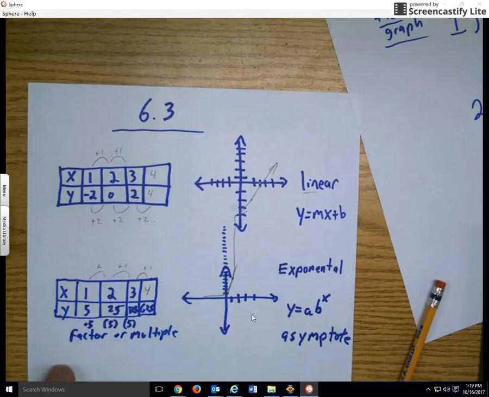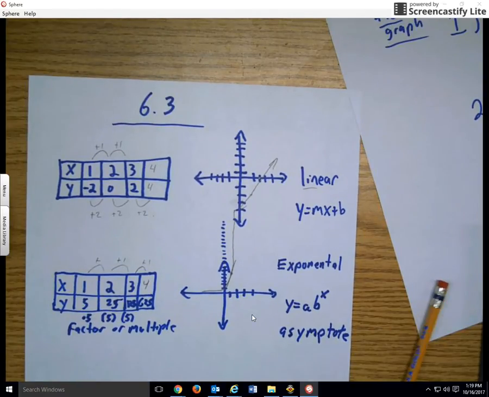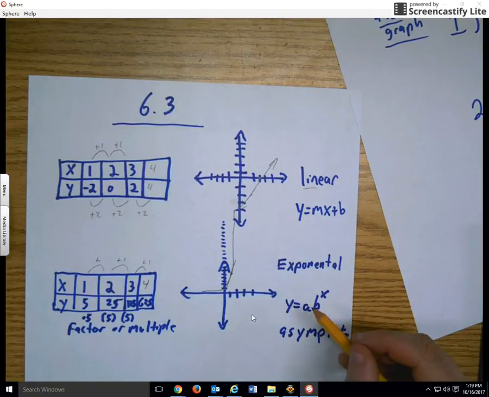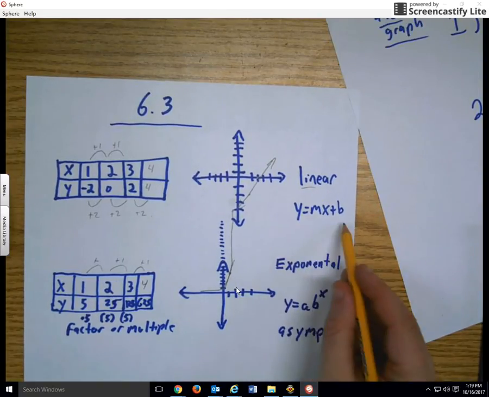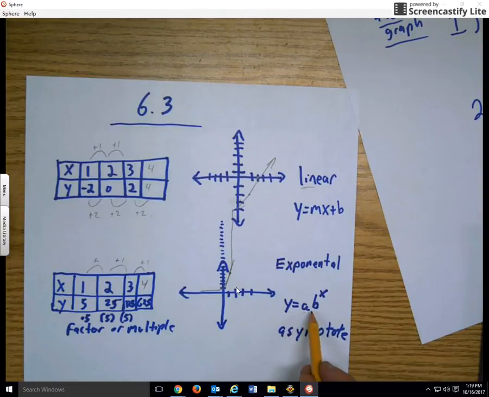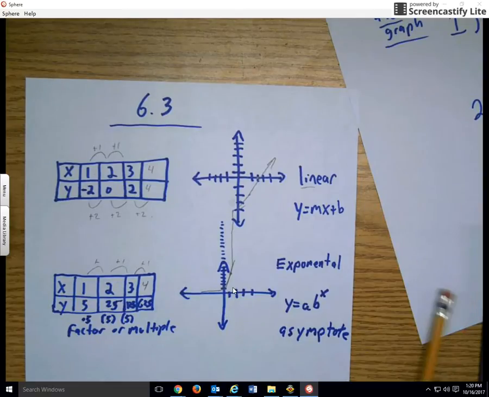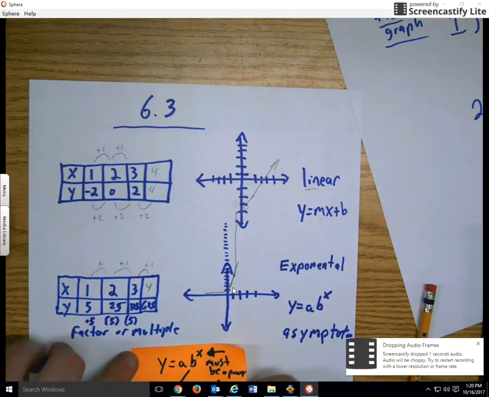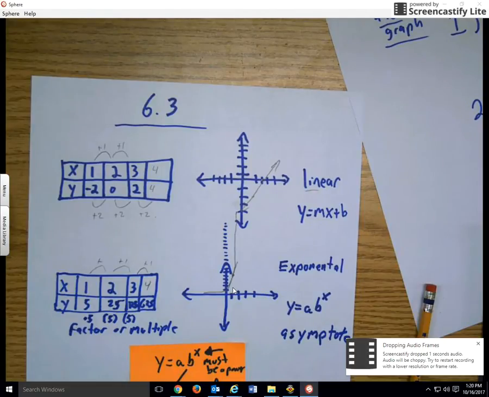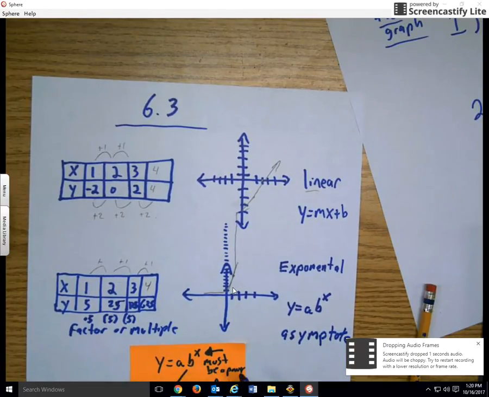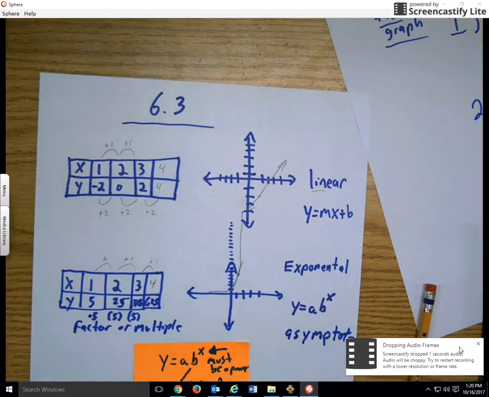Okay. So when we are doing exponential graphing, it's not in the format of y equals mx plus b. It's not linear. It's y equals a times b to the x power. Remember, the exponent only influences what it's right next to, not the a that's also being multiplied to it. So some things you need to know about y equals a times b to the x power. The x must be a power, and it must be a variable.